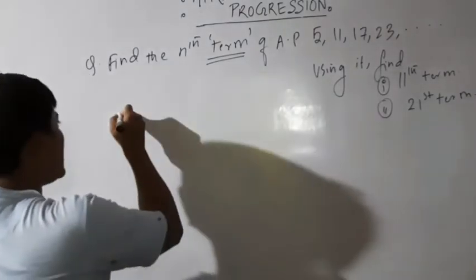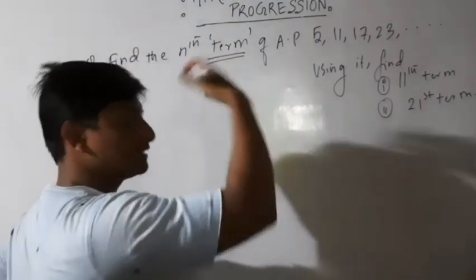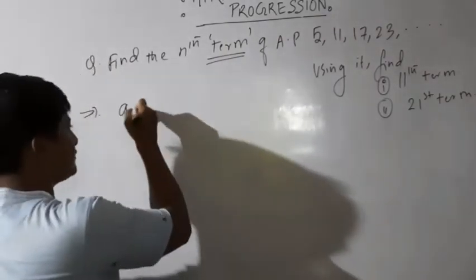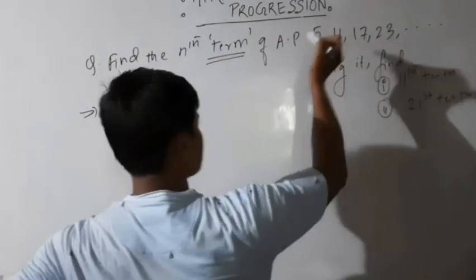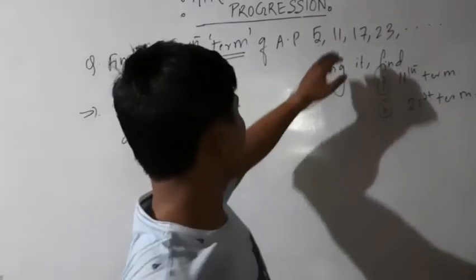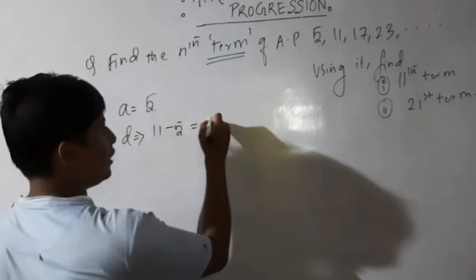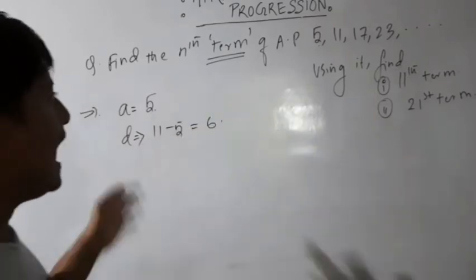Now, whenever you have to find the term or the sum, first of all, you have to write the first term itself. What is the first term of the series? It is 5. Next, we have to find the difference. Now, what is the difference? See, the second number, 11, minus the first term, 5, gives me how much? 6. So the difference became 6.